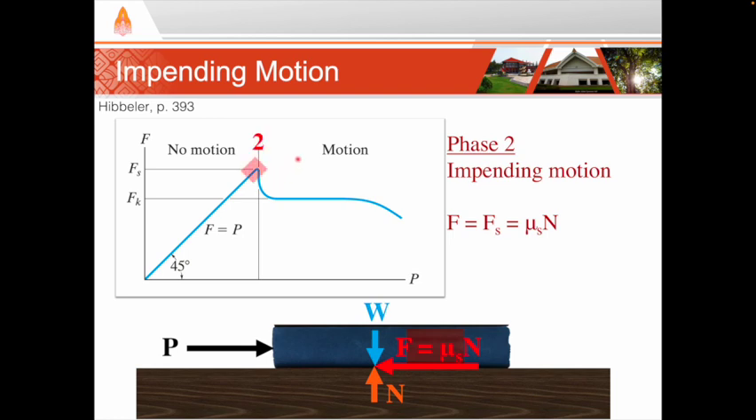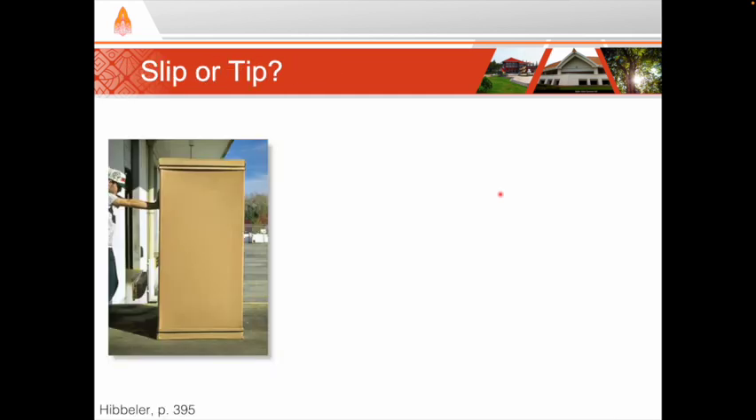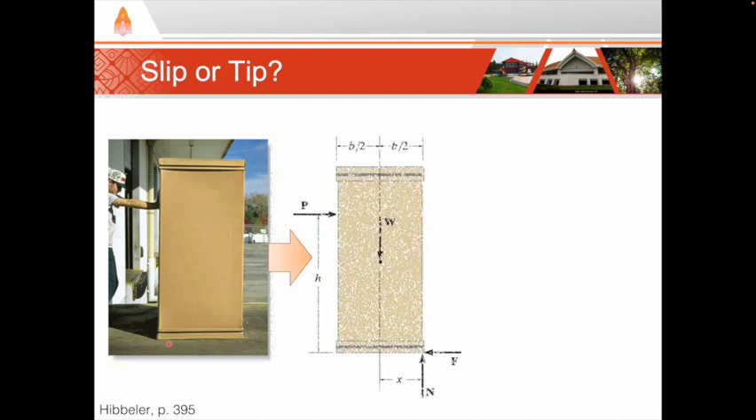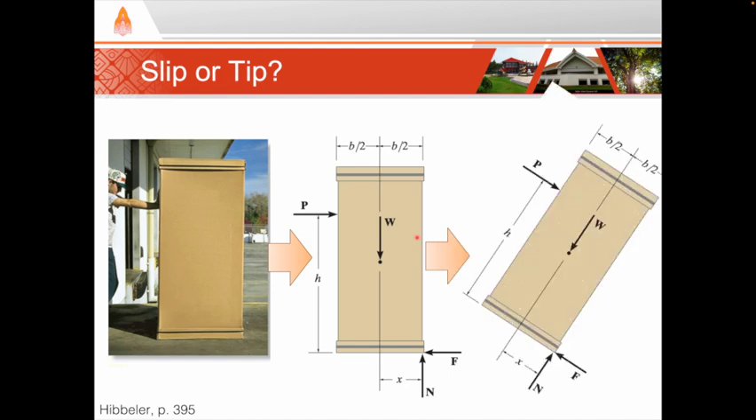Last class, we considered the point at which an object began to slide as a result of an applied force, and we called that point impending motion. However, imagine we have a tall wooden cabinet, and we begin to push on that cabinet. The rough wooden cabinet will have a high friction coefficient. Depending on where we apply the pushing force, the cabinet may tip over before it begins to slide. In this class, we will learn how to determine whether a body will tip over or slide first.